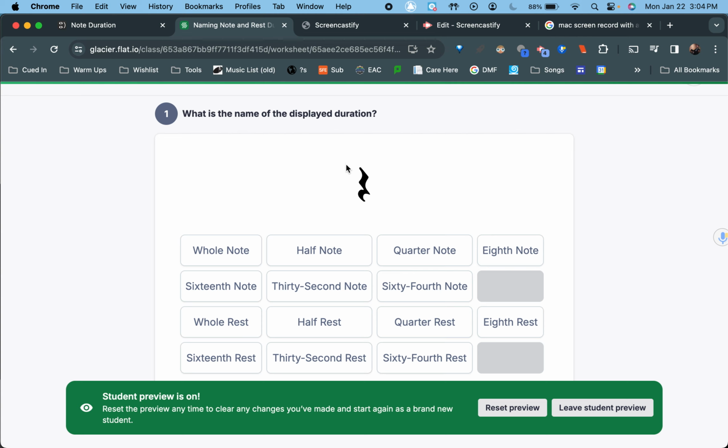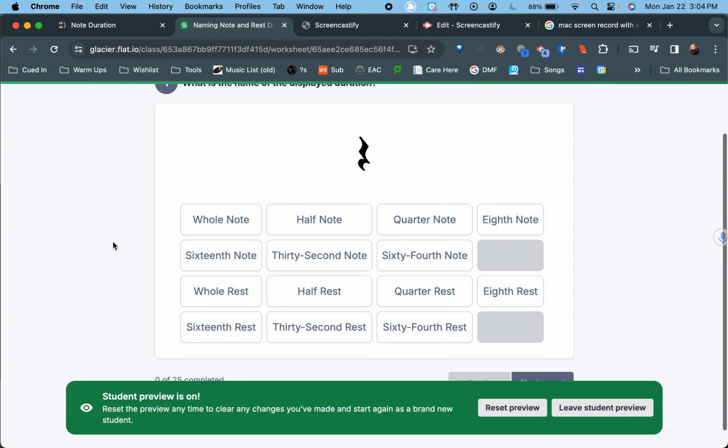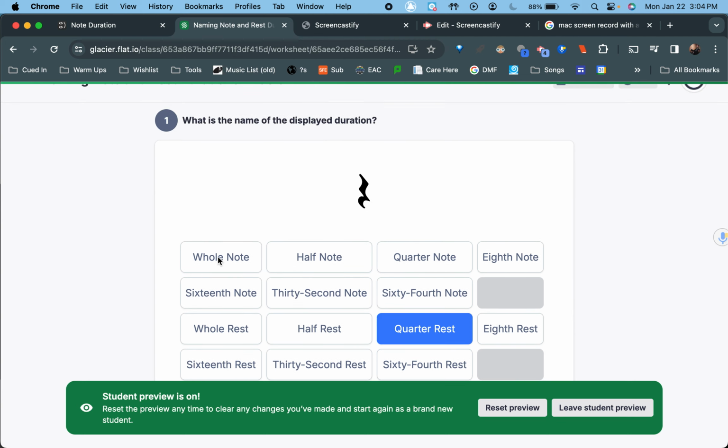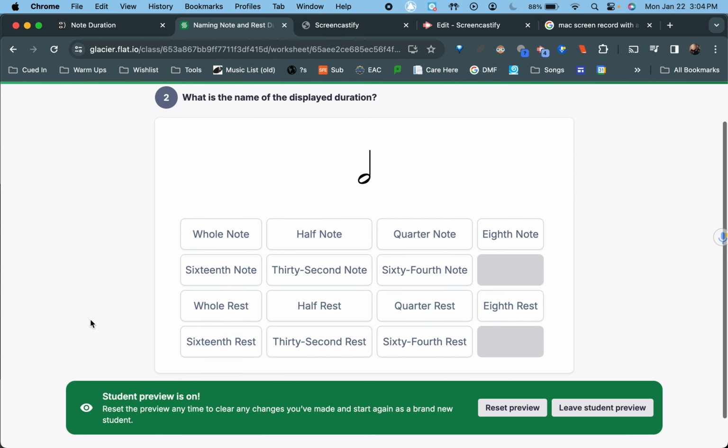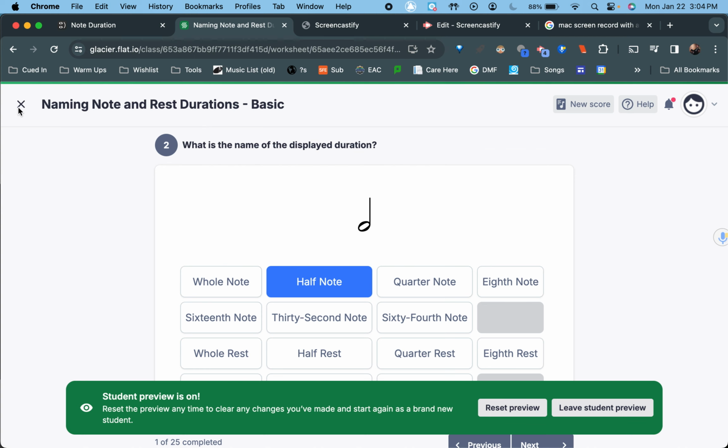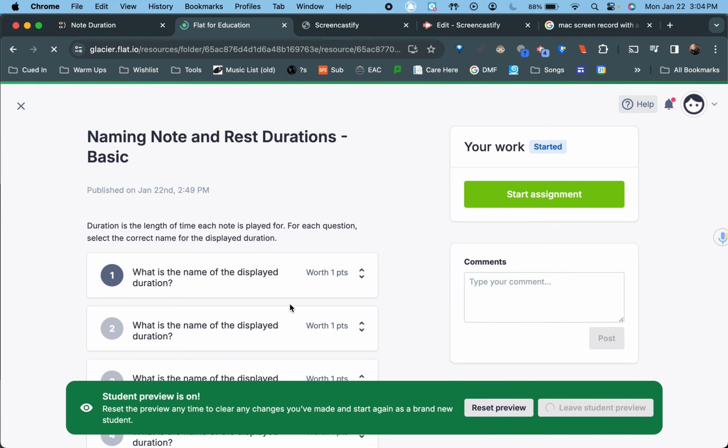So, using what we just learned and hopefully what we already know, this is a quarter note rest. So make sure you don't click quarter note, but that's a quarter note rest, okay? I'm going to click next. Okay. Displayed duration. This is a half note, not a rest, but a half note. Okay. So you are going to go through those. That's the first type of question.